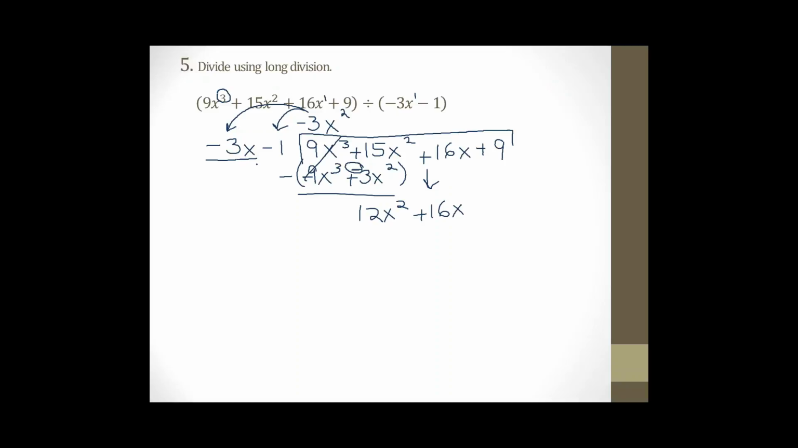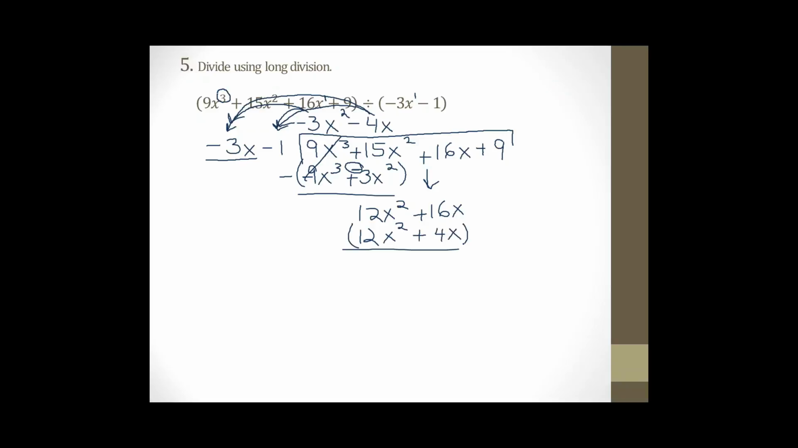By what number do I have to multiply negative 3x to get to 12x squared? I have to multiply by negative 4 to get to 12, and I already have an x, so I need one more. So negative 4x, distributing it to both terms. Negative 4x times negative 3x gives me 12x squared, and negative 4x times negative 1 gives me positive 4x.